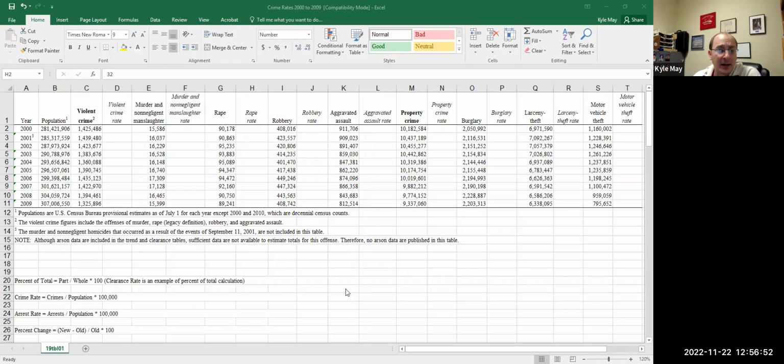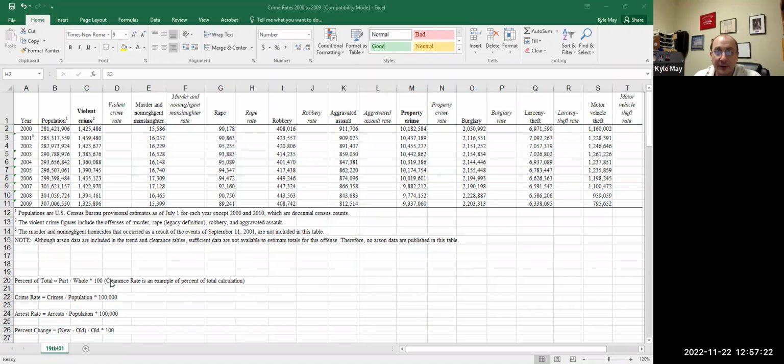So I'm just going to go through each of these calculations once or a couple of times just to give you an idea of how to do it. And then you need to practice on your own before you take your quiz. Go through and make sure you understand the calculations and how they work and what the numbers should look like, things like that. So the first one we're going to start with is what's called a percent of total.